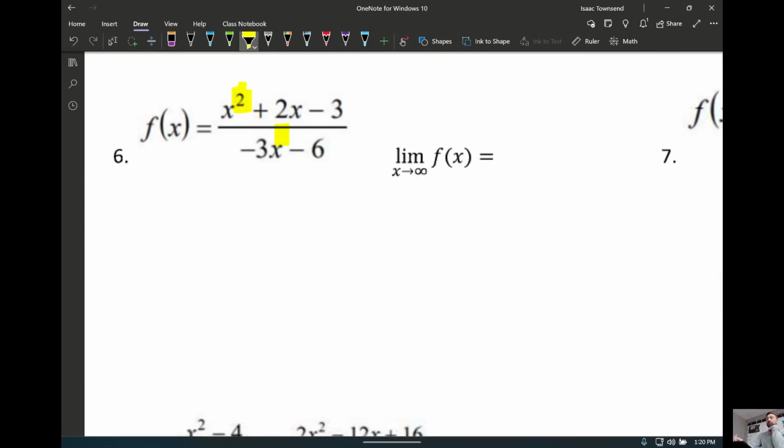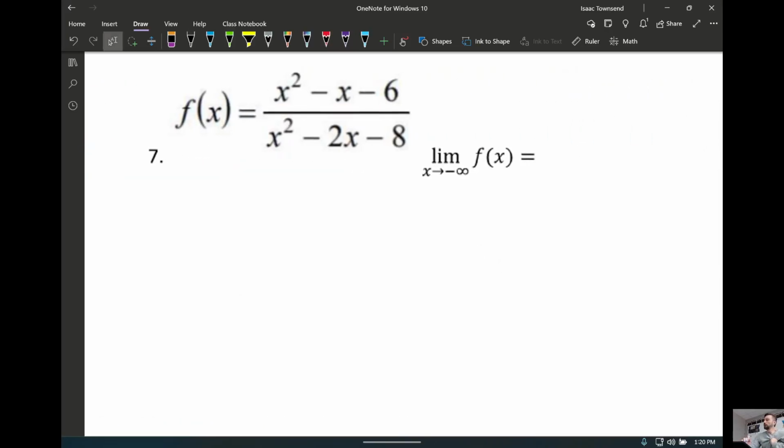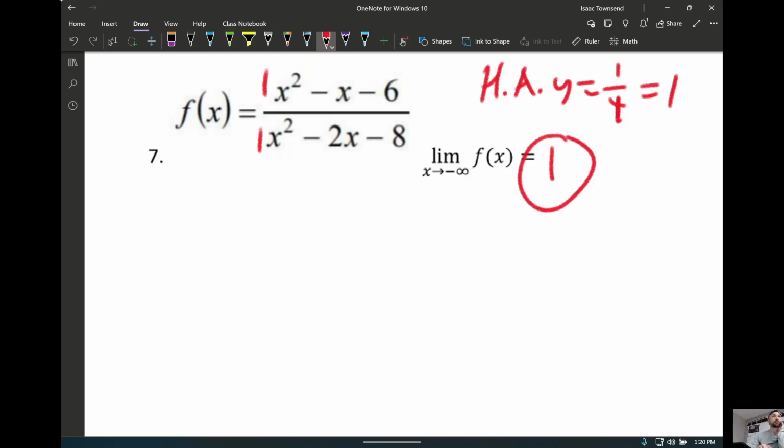When the degree of the numerator is bigger, there's no horizontal asymptote, so the limit doesn't exist. Notice I don't really care if it says infinity or negative infinity. The answer would be the same either way. Number 7, the degrees are equal, so the horizontal asymptote would be leading coefficient over leading coefficient, or y equals 1, which means the far right and far left of the graph approaches 1.